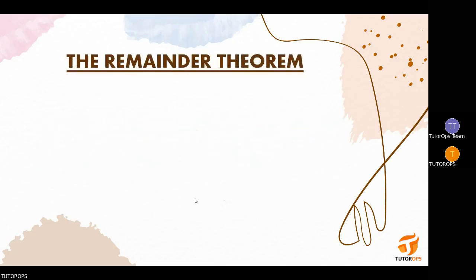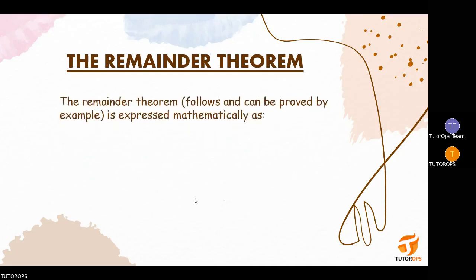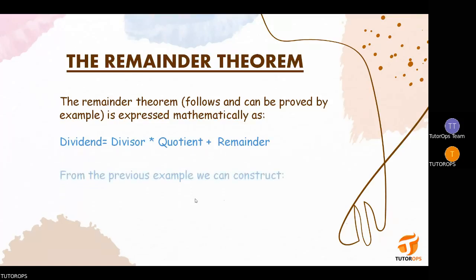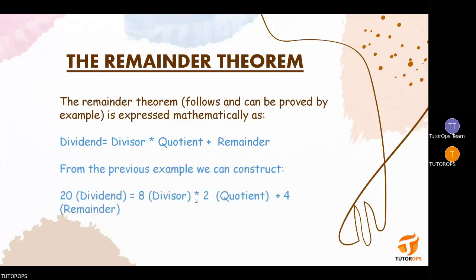Now, the basic remainder theorem. The remainder theorem, which can be proved by example, is expressed mathematically as dividend equal to divisor into quotient plus remainder. From the previous example, we can construct 20, that is the dividend, equal to 8, that is divisor, into 2, that is quotient, plus 4, that is remainder.